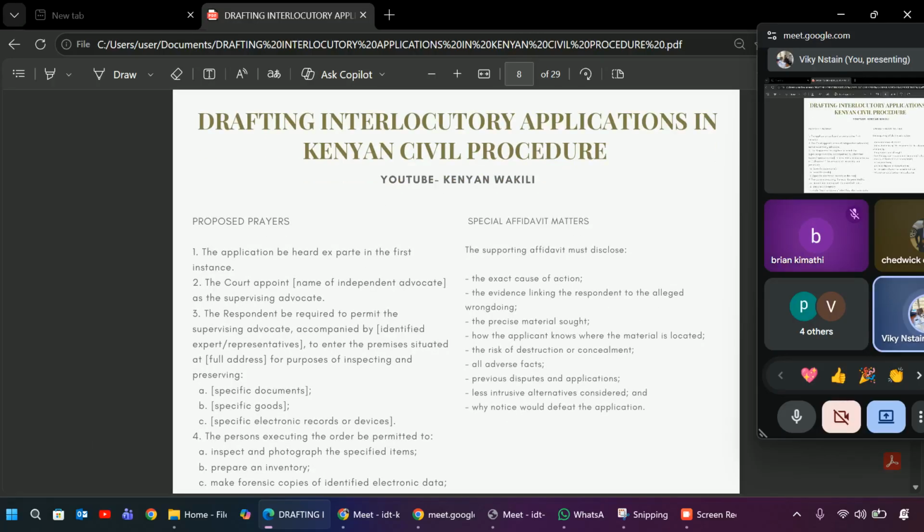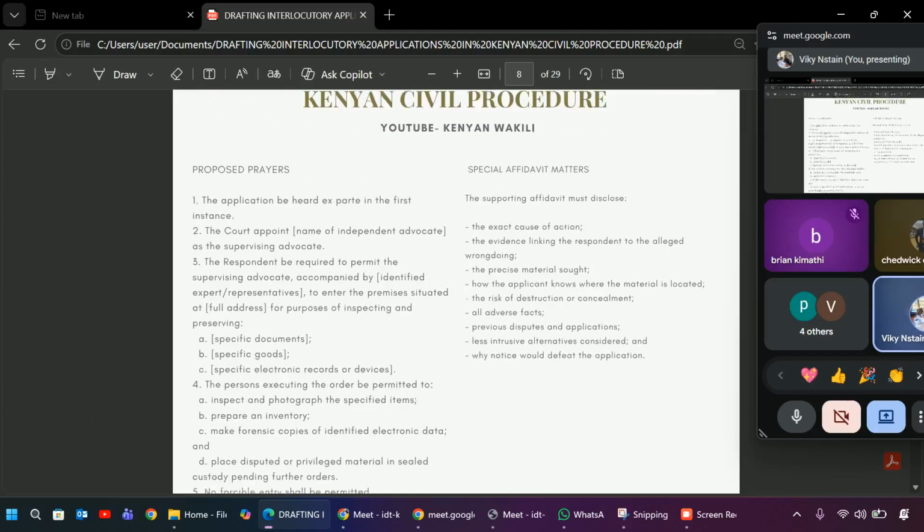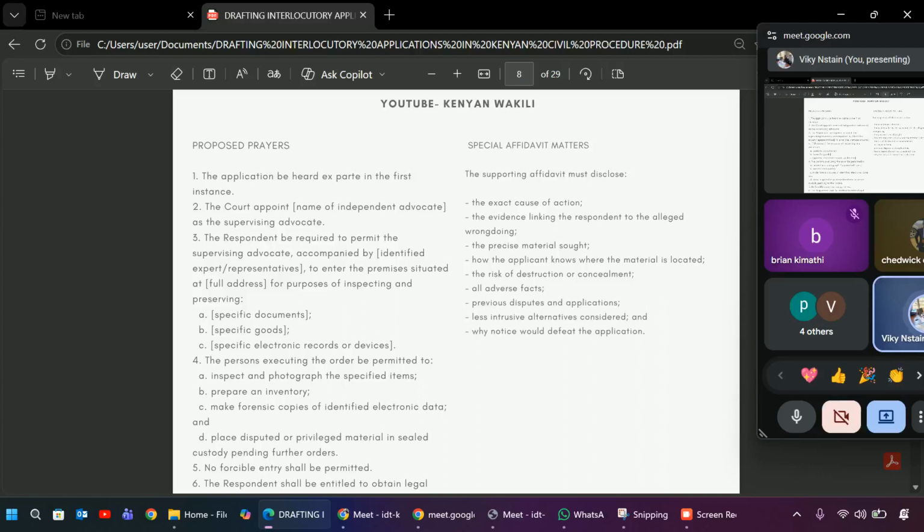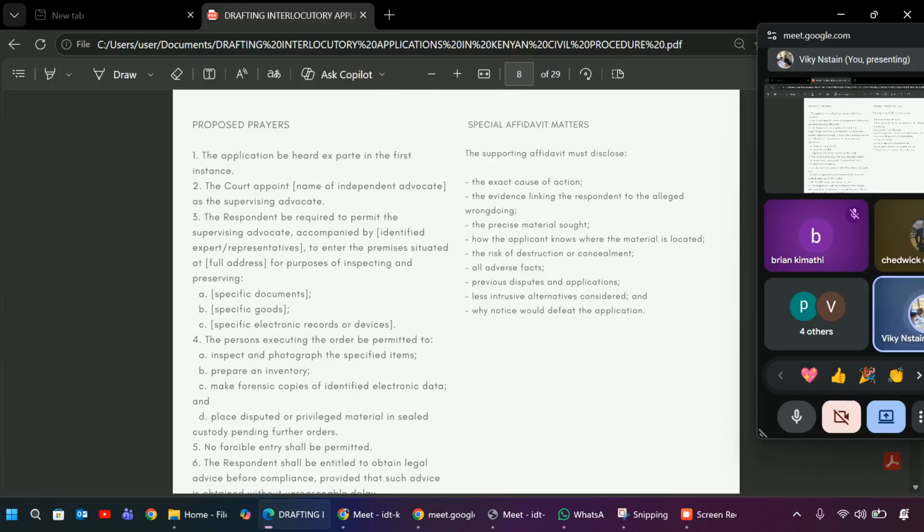So what are the proposed prayers that you'll be seeking in this kind of an application? The proposed prayers, you'll be structuring them as follows: that you as the applicant be heard ex parte in the first instance, because you don't want to issue a notice because this person will disappear.